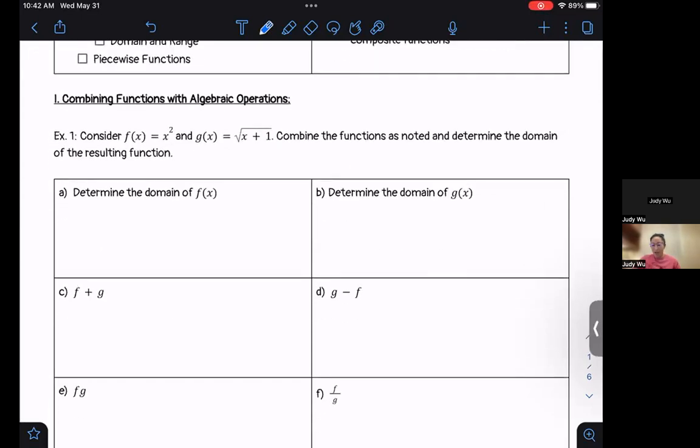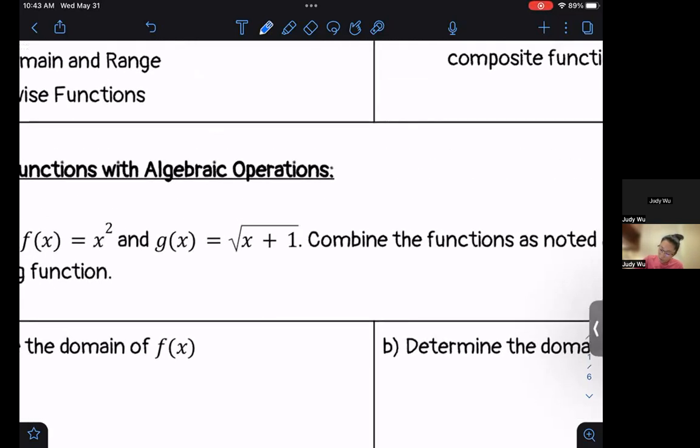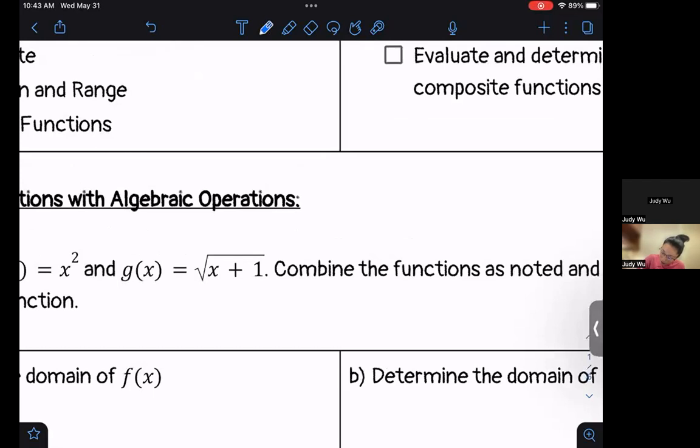We're going to start here with combining functions with algebraic expressions. These algebraic expressions or operations are really referring to some things that I think are familiar to us, in particular addition, subtraction, multiplication, and division. So we're not doing anything super fancy yet, but really just trying to say, what if we have a few functions? How can we add them, subtract them, multiply them, and divide them?